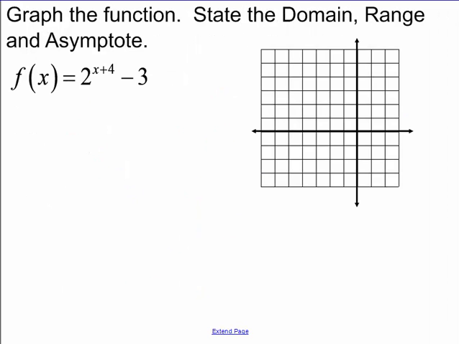Okay, graph that function, state the domain, range, and asymptote. And I'm going to write myself a little note here: domain, range, and asymptote, so I remember to do that. Now let's talk about our translations.